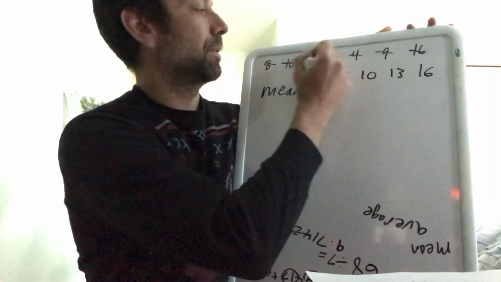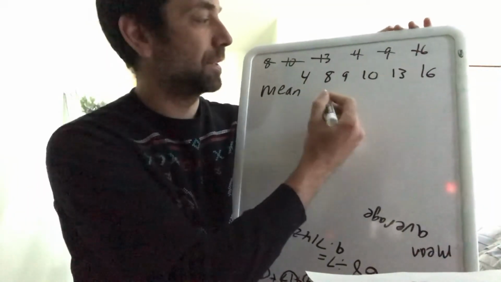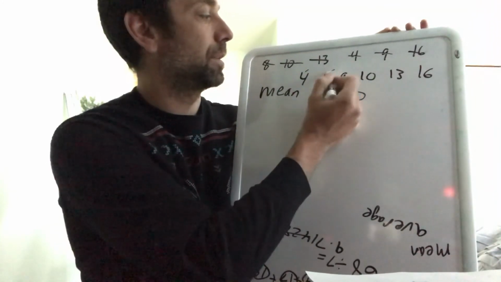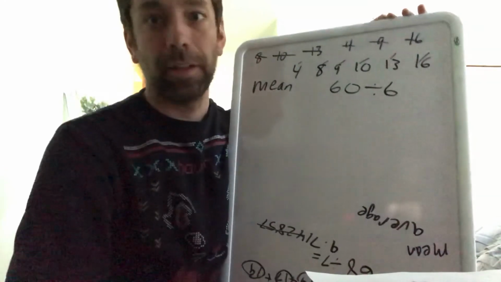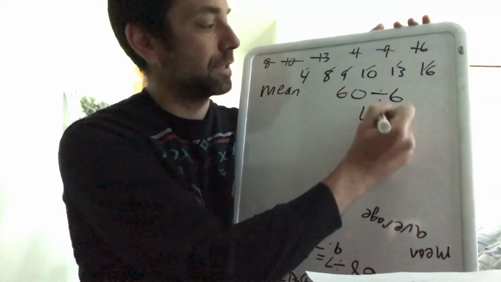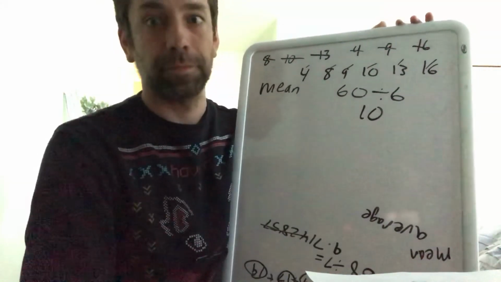I got all those digits. If I take all these digits and add them up, this time I get 60. And I had 1, 2, 3, 4, 5, 6 numbers. Well, I don't need a calculator to solve that. It'd probably take longer to actually type it all in. 60 divided by 6 is just 10. And you're done. So the mean for this set of data is 10, or the average.